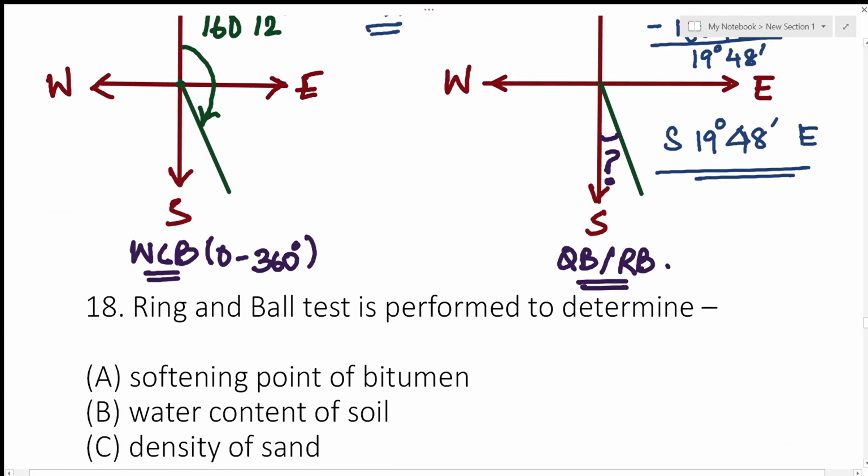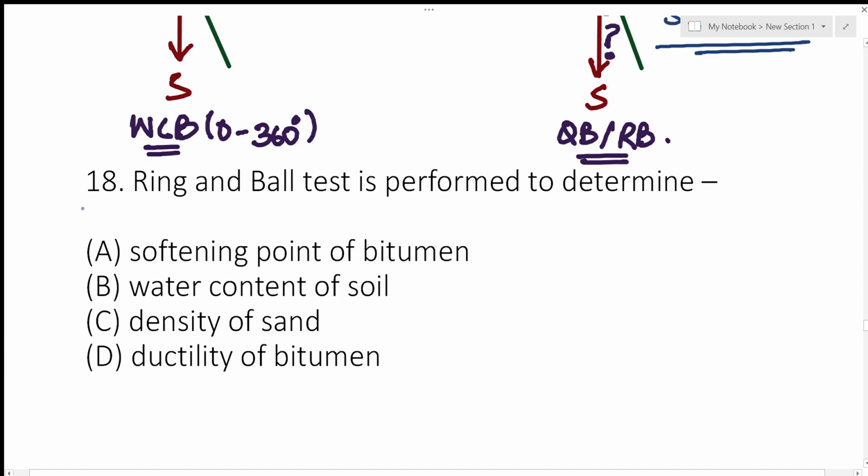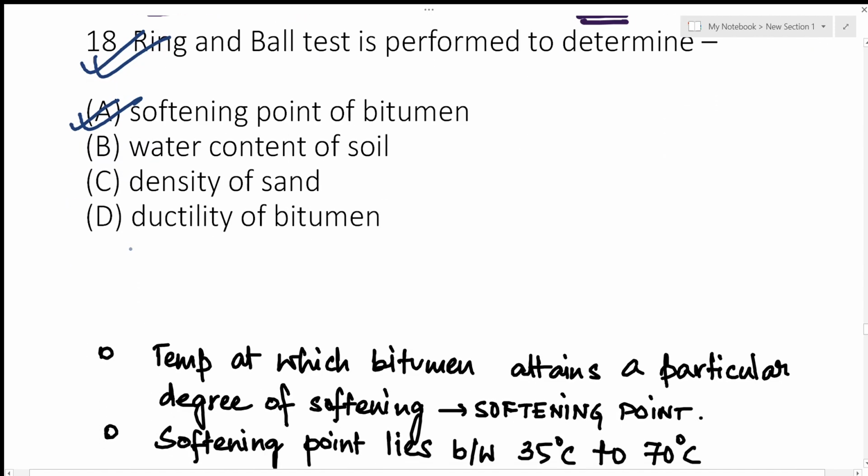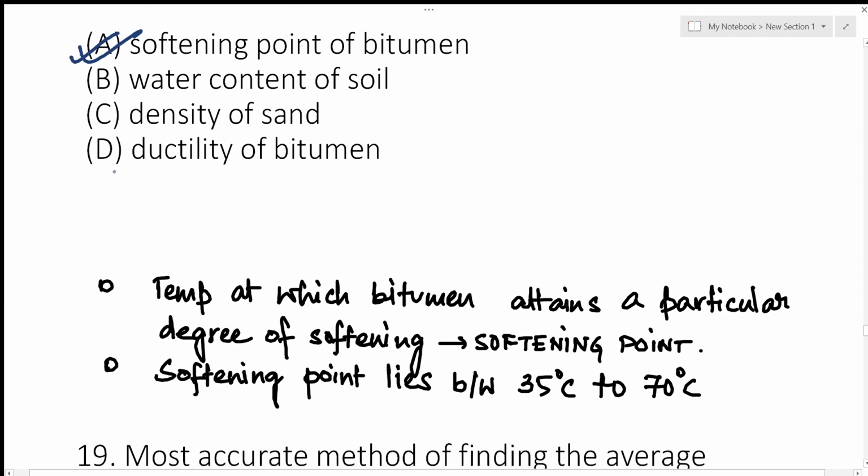The next question here is ring and ball test. Ring and ball test is performed to determine the softening point of bitumen. Softening point is the temperature at which bitumen attains a particular degree of softening, and also the value lies from 35 to 70 degrees centigrade.